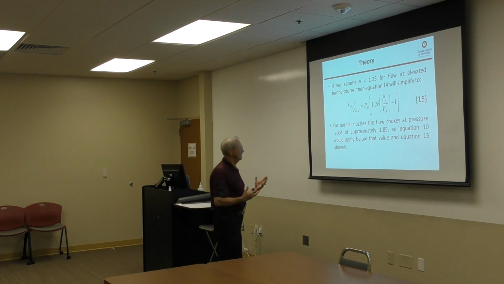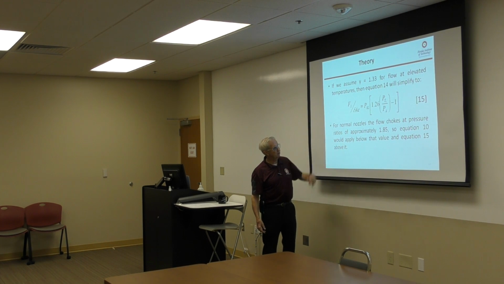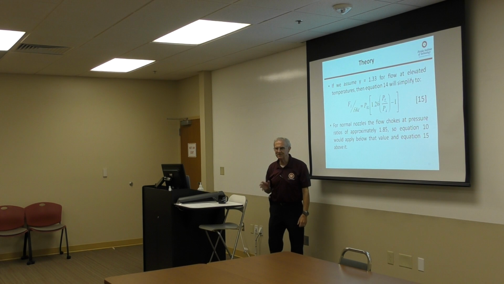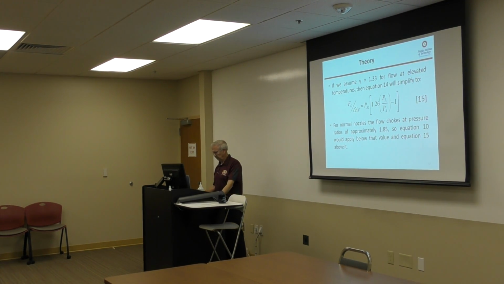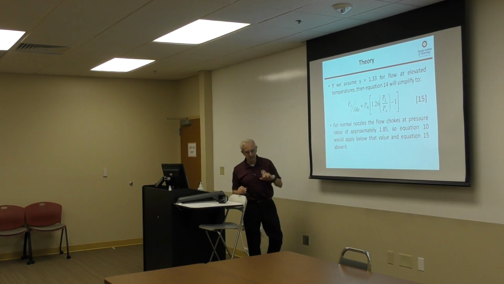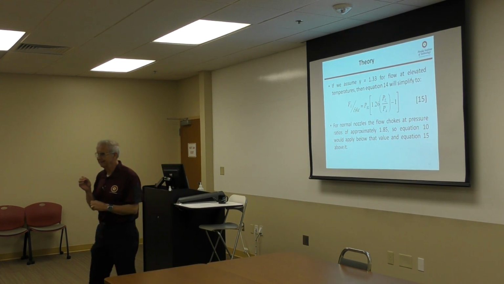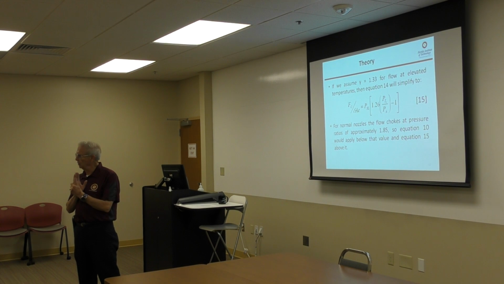Okay, again, this is for, and what happens, the flow chokes at a pressure ratio of about 1.85, something like that. You develop the shock wave, the standing normal shock wave in the exit. Now, someplace in a jet engine, in the exhaust nozzle, you're going to have a standing shock wave.